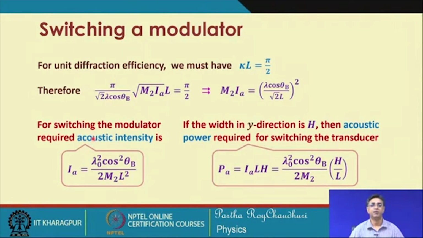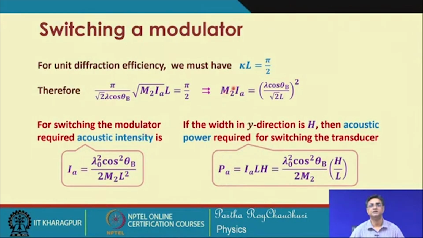In this case, the power from the incident wave, that is the 0th order wave, is to be completely transferred to the plus order wave, the first order wave. That is what defines the switching of the modulator, and that corresponds to pi by 2 in this case, because the variation is a sine square variation. So, this defines the condition for the acoustic power requirement. This is the requirement for acoustic intensity, and from here we can calculate the acoustic power.